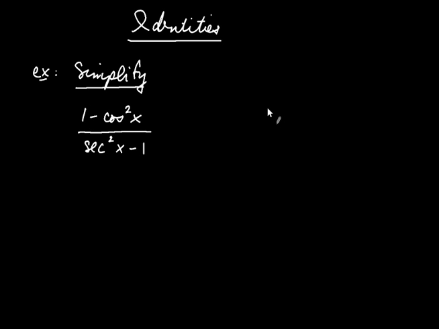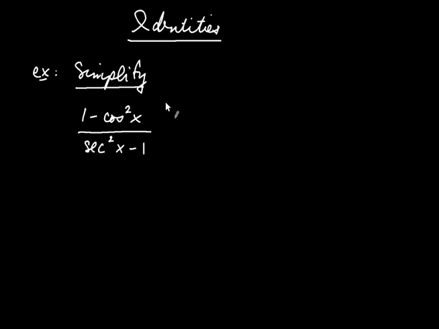Here we're going to discuss what are called identities in trigonometry. Before we do that though, we need to get some examples of simplifying trigonometric expressions. So here I have 1 take away the square of cosine divided by the square of secant take away 1. Now we're asked to simplify, right?